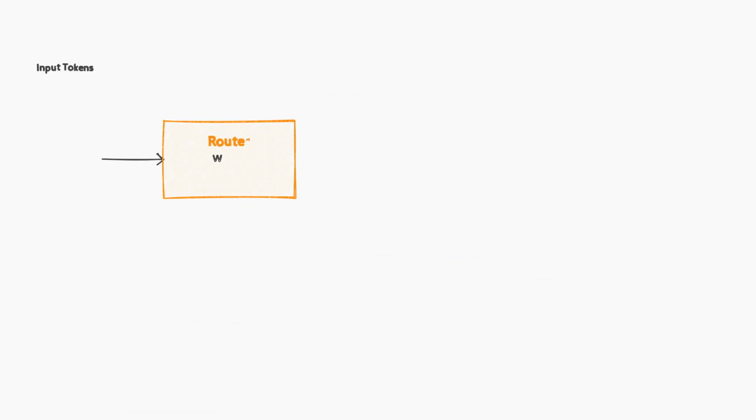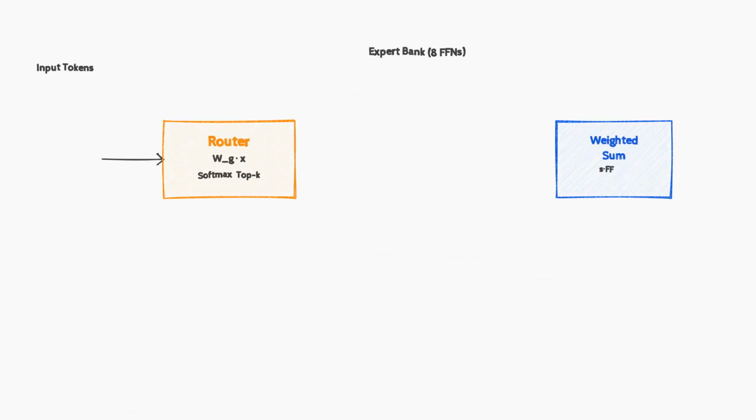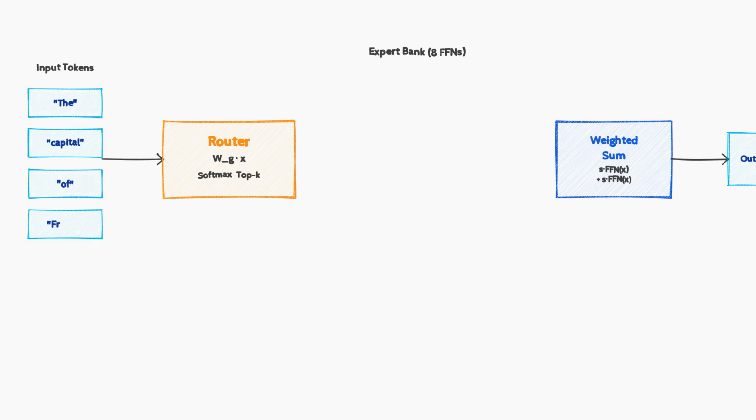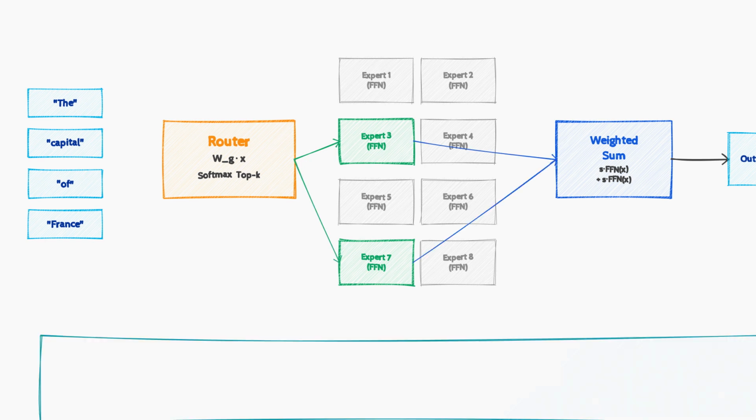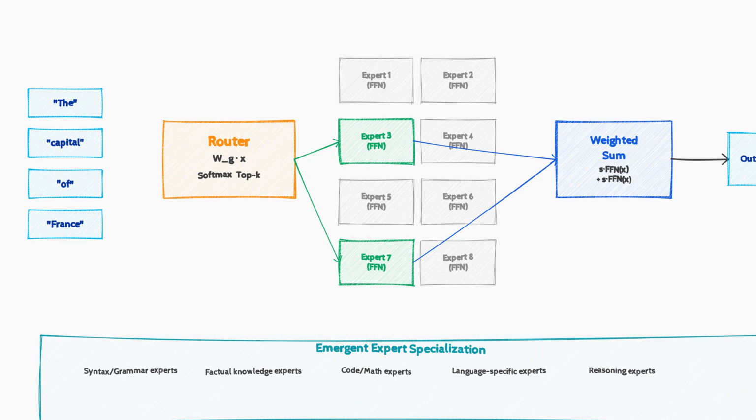Let's now put everything together in one diagram showing the full MoE layer. A sequence of tokens enters, let's say, the capital of France. Each token is processed independently through the MoE layer. The token vector X goes into the router. The router computes scores for all n experts, say 8 experts in Mixtral, or 256 experts in DeepSeek v3. Top K are selected, say expert 3 and expert 7.